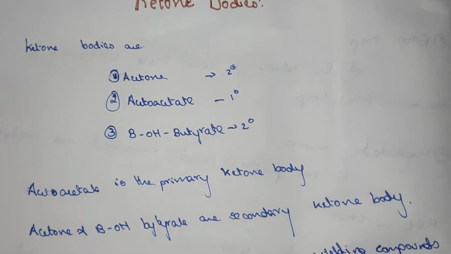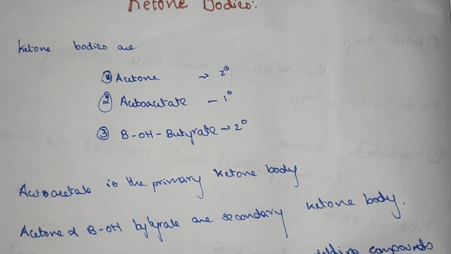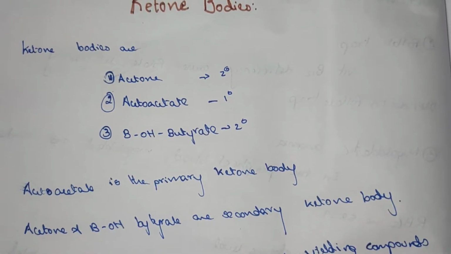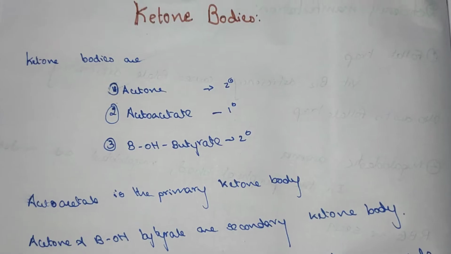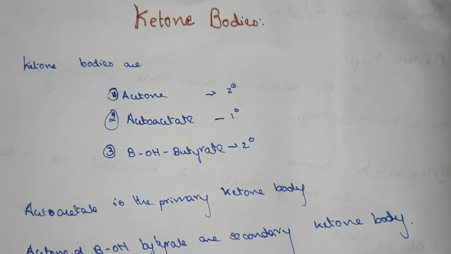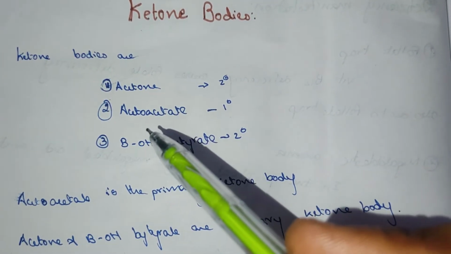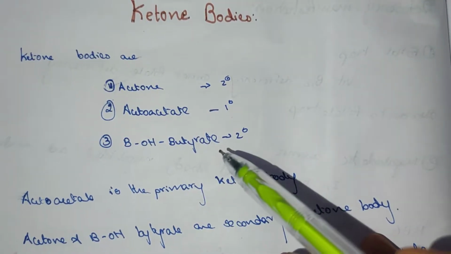In this video, we are going to see about ketone bodies. We are going to see detail about ketogenesis as well as ketolysis and their symptoms and diagnosis. Now, we will see about the ketone bodies. The ketone bodies are three, which are acetone, acetoacetate and beta-hydroxybutyrate.